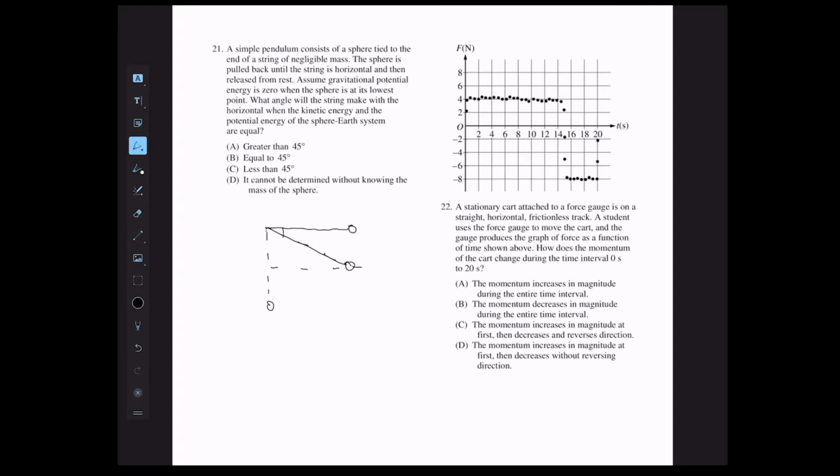So what's this angle? Let's see. This is L. This is L over 2. This is L. So that means this is L squared, and this is L squared over 4. That's 3L squared over 4. This is square root of 3 over 2 L. So this angle is greater than 45, which means that this angle is less than 45. So C is the answer.